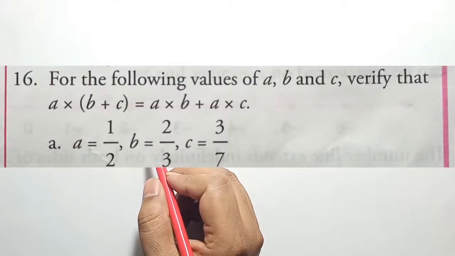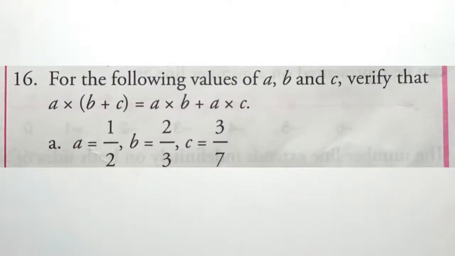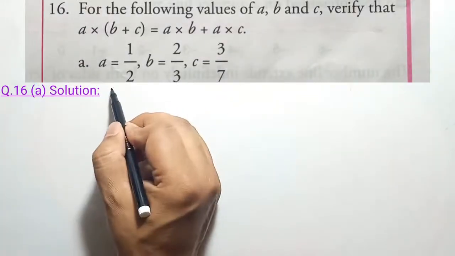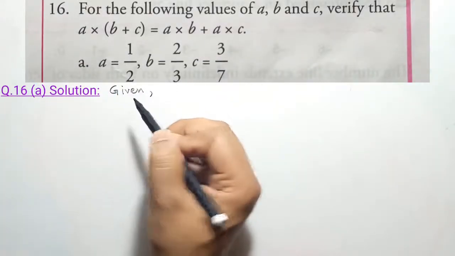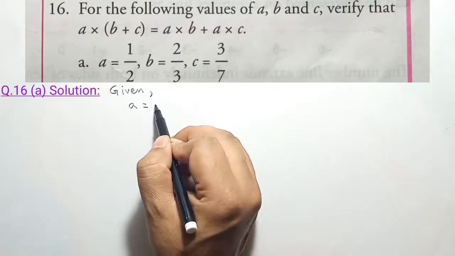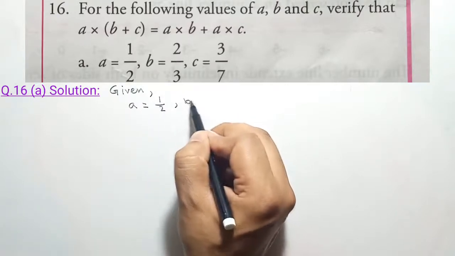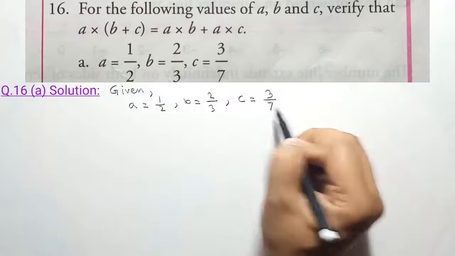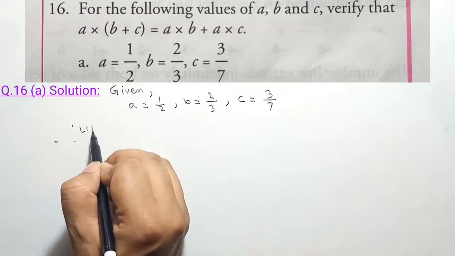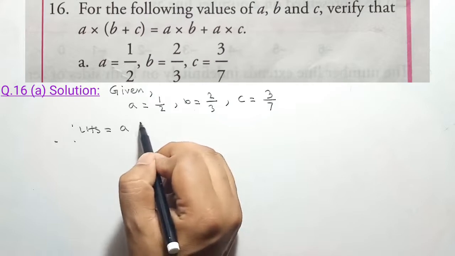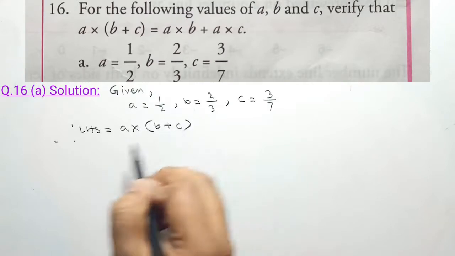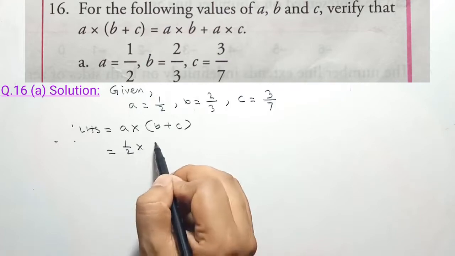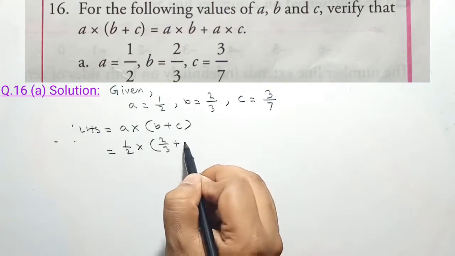For the following values of A, B, C, verify that A into B plus C equal to A into B plus A into C. Question 16. Given A equal to 1 by 2, B equal to 2 by 3 and C equal to 3 by 7. Now left hand side equal to A into B plus C. Here A value is 1 by 2 into B value is 2 by 3 plus 3 by 7.